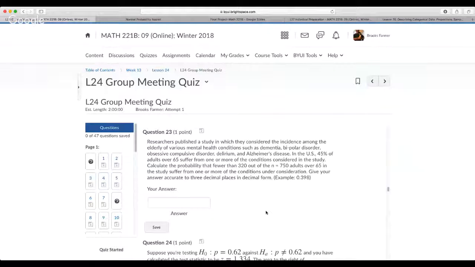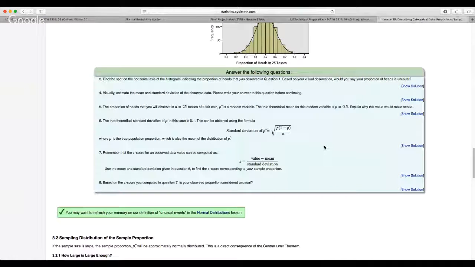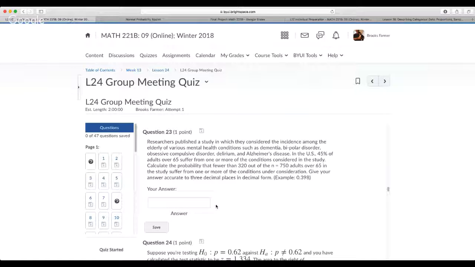The p hat equals 0.427. P equals 0.45. So to get the standard deviation of p hat, it's the square root of p times 1 minus p over n. So it's 0.45 times 1 minus 0.45, all over the population, which is how many? 750? Yeah. Okay. Calculate that for us. We'll just go with your answer.